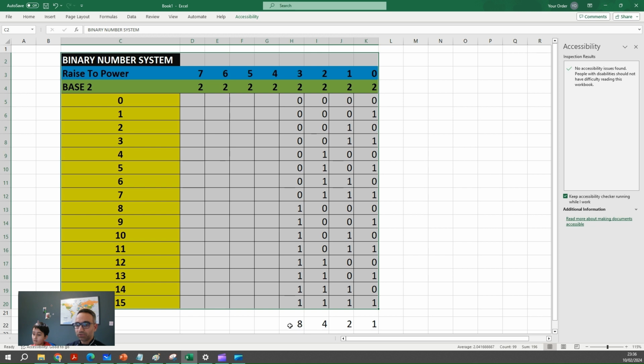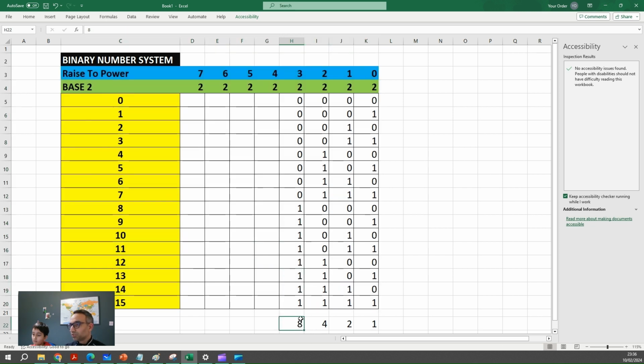Let's say we want to write 15. You have 1111 as binary. Why? Because 8 plus 4 plus 2 plus 1 gives you 15. That's why it is the number 15. So this is how it is written.